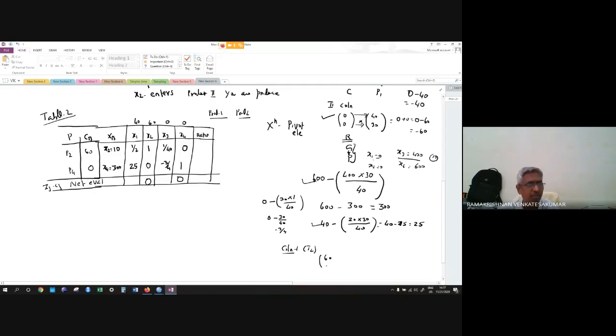You have to keep this column, 60 into 0, then 1 by 2 and 25. If you multiply, what do you get? Net result, 60 into 1 by 2, that will become 30. 0 into 25, that will become 0. So net result is 30. Then minus objective function coefficient 40. So you get opportunity cost is minus 10.